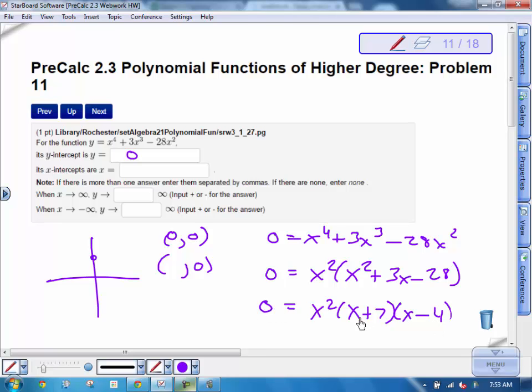And so that would make the zeros 0, negative 7, and 4. And we know what this thing looks like then. It touches at 0 and goes through negative 7 and 4, so this thing looks like this. And we know it opens up. So as you go to infinity, y goes to positive infinity. And as you go to negative infinity, y still goes to positive infinity.